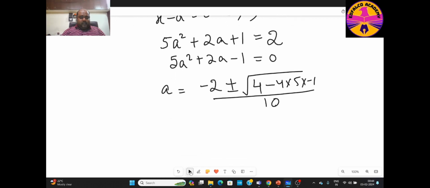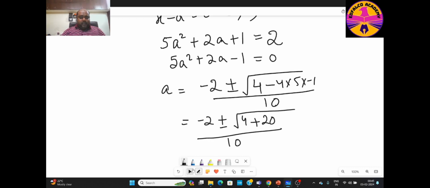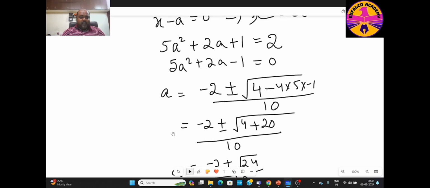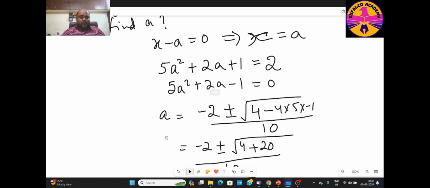Obviously, you can see here that it will come to minus 2 plus minus root under 4, and this would become plus here 4 plus 20, since 4 into 5 is 20, by 10. So it will come equal to minus 2 plus minus root under 24 by 10. So we can leave it at this stage itself. The point was that I was just trying to explain how you can get the value. Doing the calculation is fine, we can do that calculation.